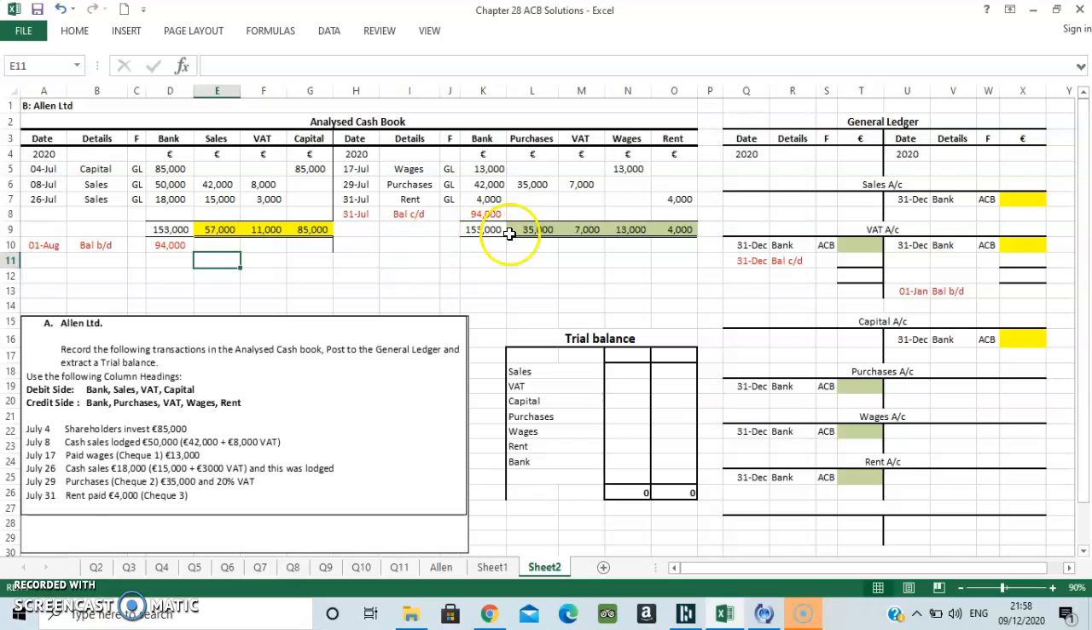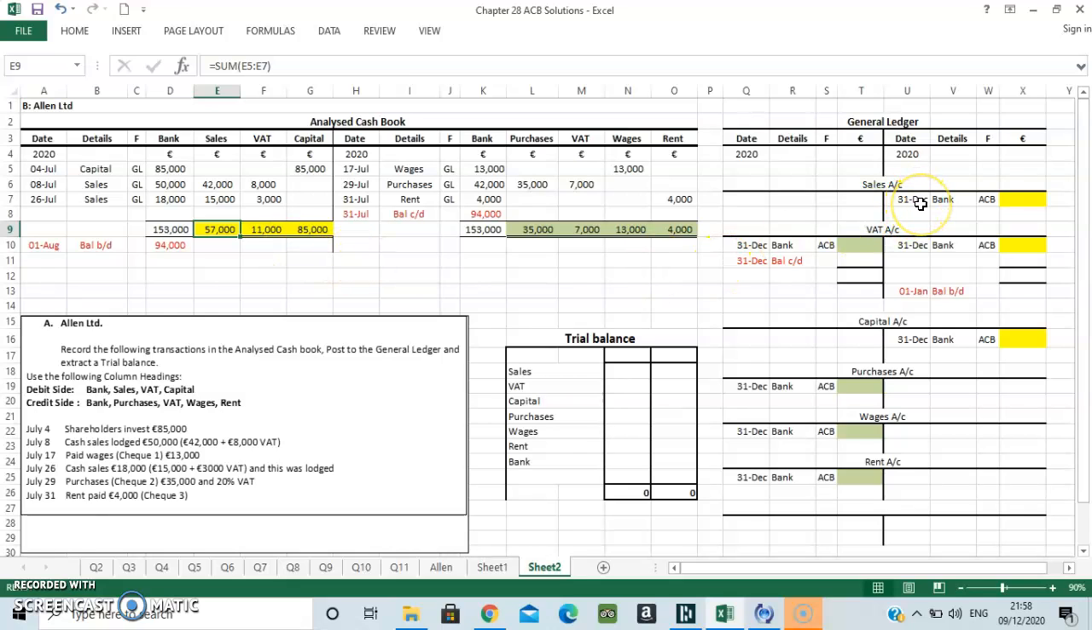Now then you need to transfer to the general ledger, but the principle here of double entry applies. For every debit, there must be an equal and opposite credit. So therefore, these three numbers here that I have highlighted in yellow, we're going to take those from the debit side here, and we're going to place them on the credit side of the relevant accounts. So the first one is sales. From the debit side of the bank account, it goes to the credit side of the sales account.